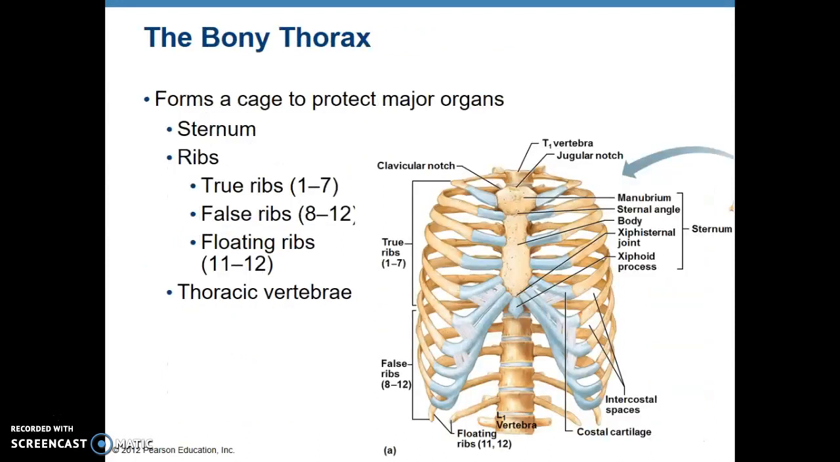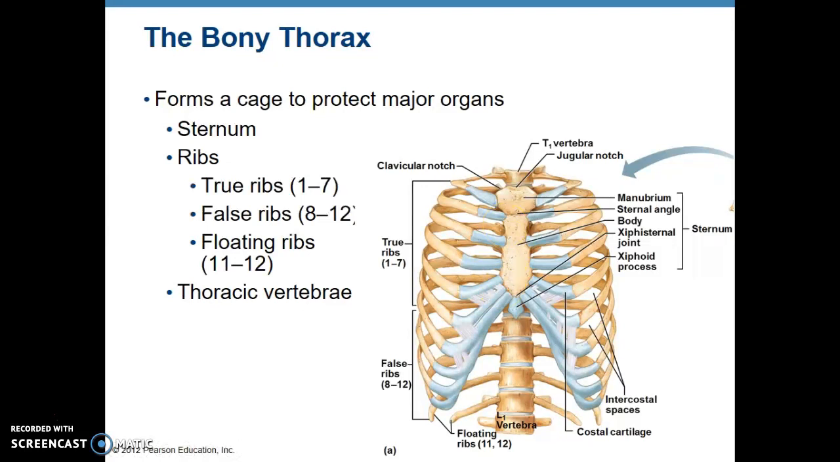The thorax is another portion of the axial skeleton. So you can see you have this nice bone right here, the sternum. The sternum is connected to ribs 1 through 7. These would be our true ribs. They're connected right up to the sternum.